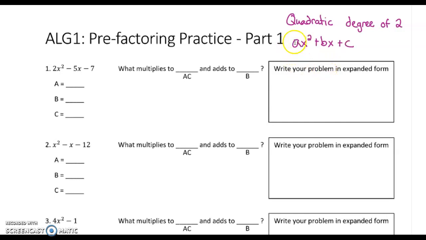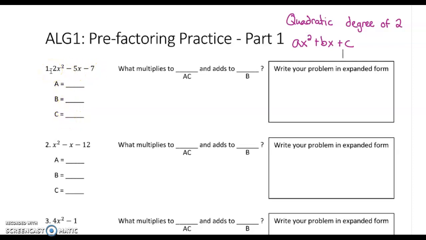A is the number, or the coefficient, in front of x squared. B is the number, also known as the coefficient of x. And C is the constant. So the constant is the number without a variable. Okay, on these problems, it asks you to list off what A, B, and C are. So you look at this problem right here.